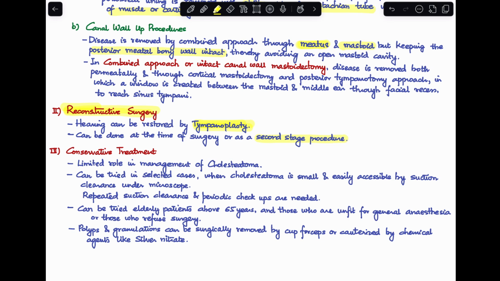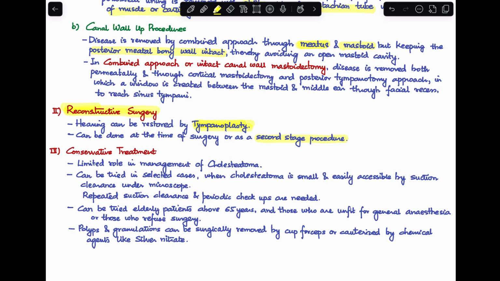This is very limited in the management of cholesteatoma. You can try it in very selected cases if you see that the cholesteatoma is very small and easily accessible by suction clearance under the microscope. So in that case, you perform repeated suction clearance and keep on periodically checking the ear if it is remaining the same or not.